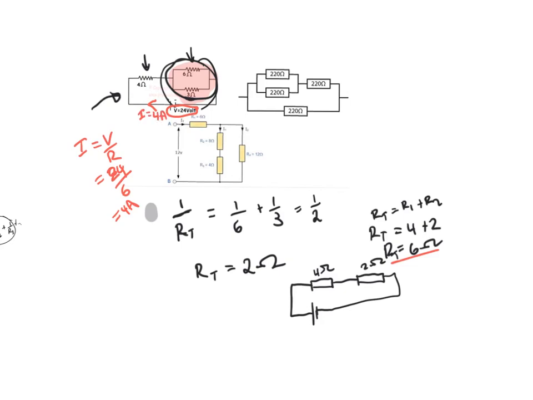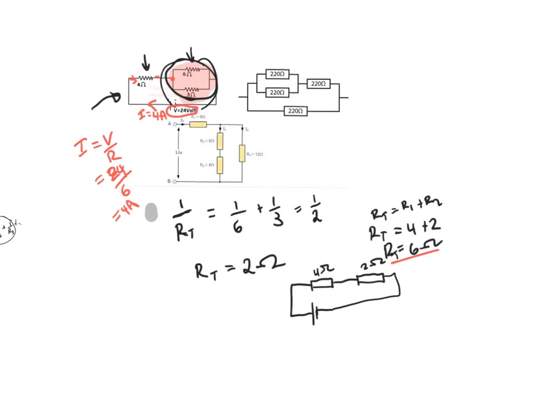coming through here. So 4 amps will go through this component, but then it will split, and you can even calculate how much each parallel combination will have across it. But this is something that we'll talk about in the next lesson.